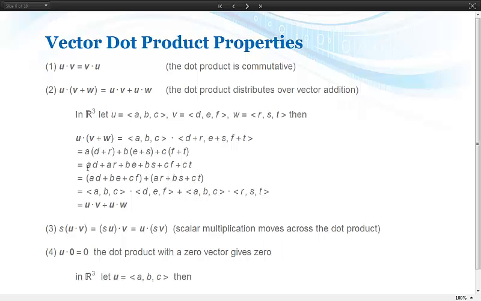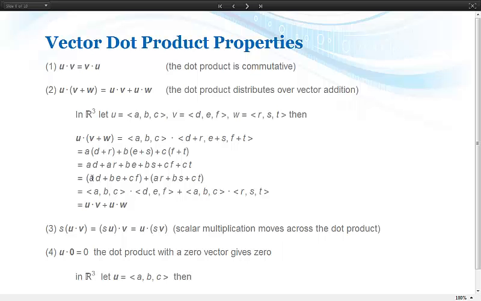So I'm going to collect the pieces that have DEF in them. So I have AD plus BE plus CF. I'm going to collect that as one of my terms, and then I have AR, BS, CT. This is legal because scalar addition or real addition and multiplication are both commutative, and the addition and multiplication actually are associative.